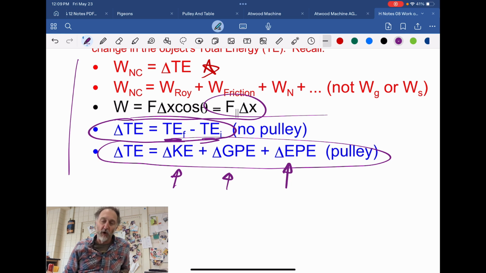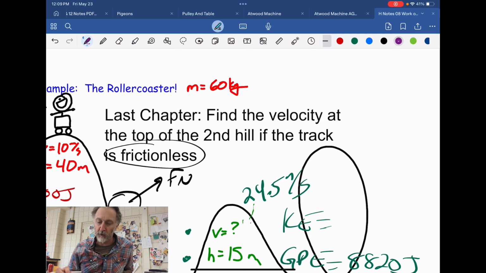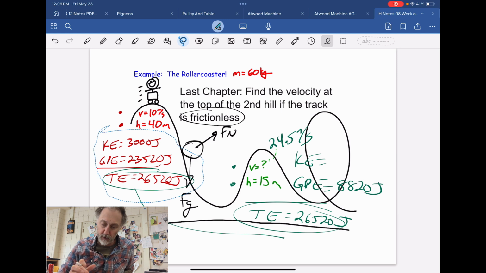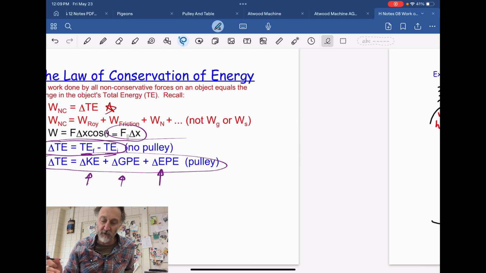So let's see if we can apply this to a problem. All right, so the first one's going to be a little bit oversimplified just because I want to make sure you kind of understand the concept, but we're going to revisit this roller coaster problem, but this time it's not going to be frictionless. All right, so I'm going to cheat. Copy. Cool. All right, so here is our roller coaster.